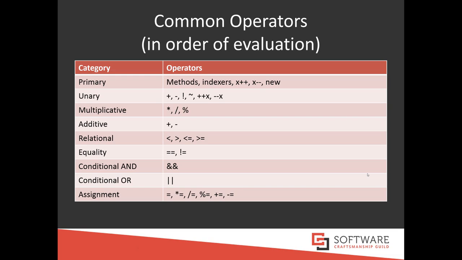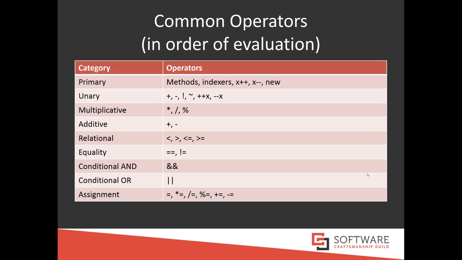The primary operators are methods, indexers, x++ and x--. Plus plus will add 1 to a number. Minus minus will subtract 1 from a number. And the new keyword, which we'll get into later for objects. These operations will always be performed first, before any others.